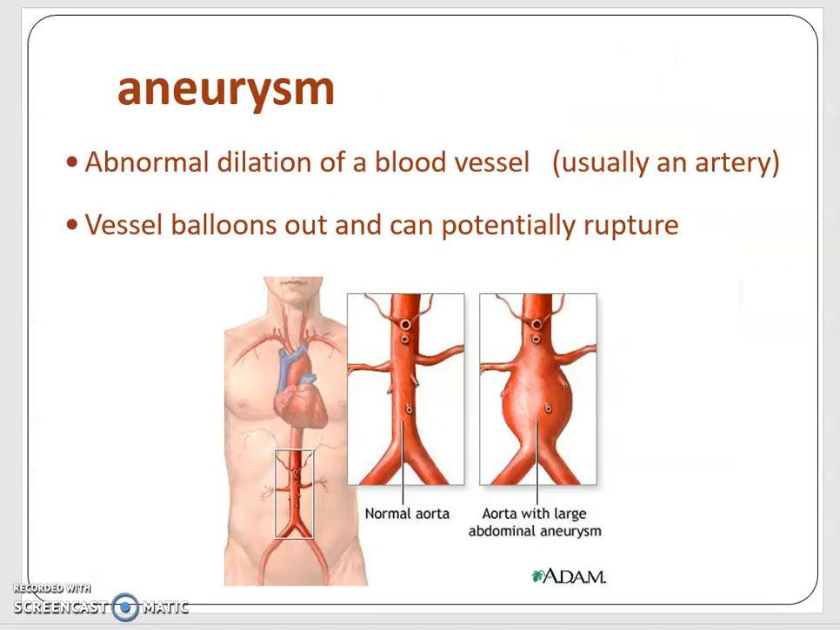There's that word again. Aneurysm. This one is a tricky one to spell, so do note the spelling. Abnormal dilation of a blood vessel that balloons out and can potentially rupture. So that's basically what happens. I'd mentioned earlier that smoking, for instance, can break down collagen in the body.